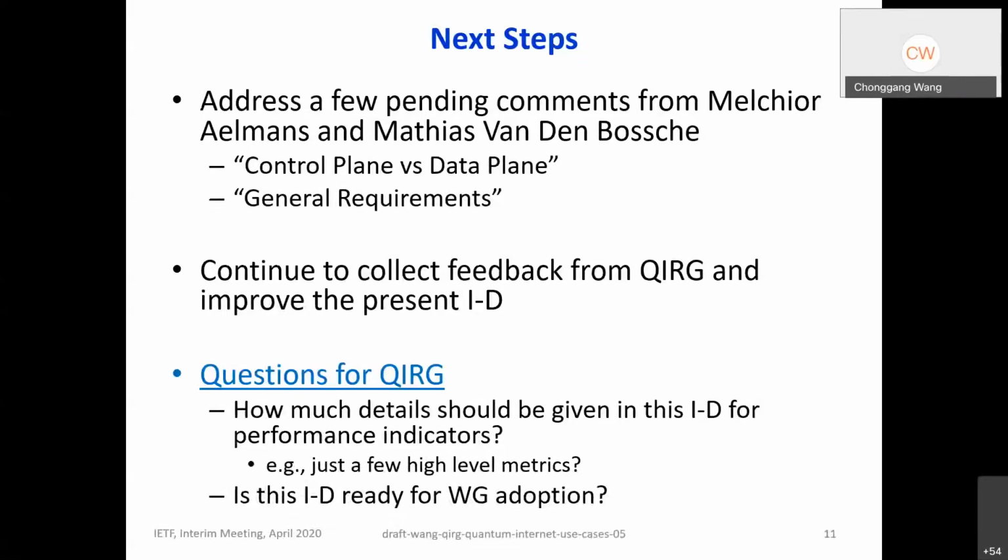The first question is about the performance metrics in terms of general requirements. I just briefly talked about that. The second question is, since we have received lots of interesting feedback from the QIRG, we were wondering if this idea is ready for research group adoption, or sometime later, or if we should just try to get feedback from the QIRG. That concludes my presentation. I'm open for any questions.